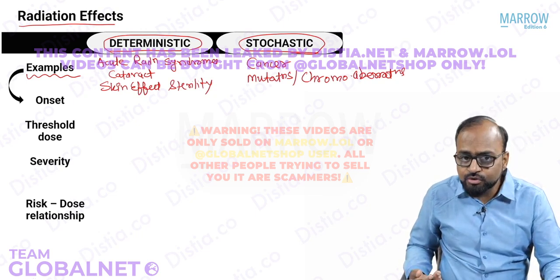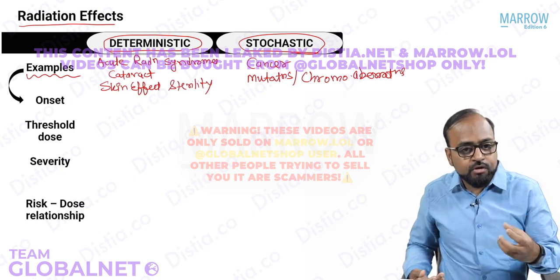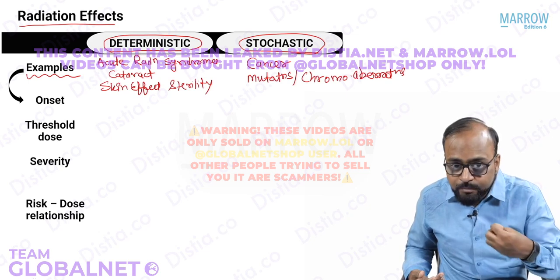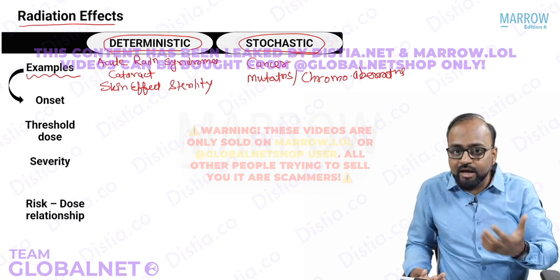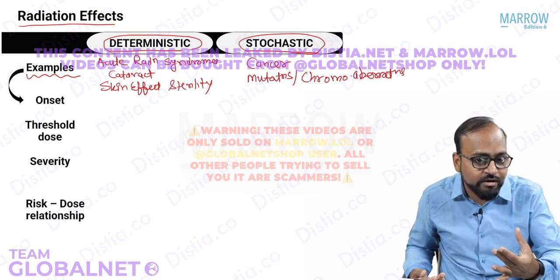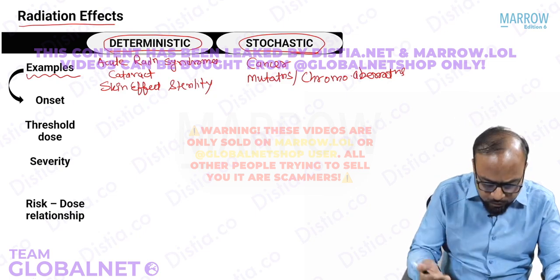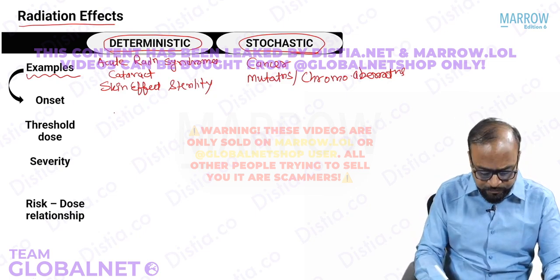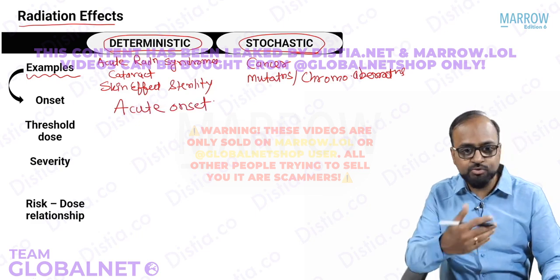Now see, I just told you that there are various stages of radiation syndromes. A few of them actually manifest within minutes to hours, isn't it? Right? A tissue which is very sensitive like the bone marrow will be affected very quickly, even at a lower dose. So can you tell me what will be the onset of radiation syndromes or deterministic effects? It is usually an acute onset. We are just using the examples.